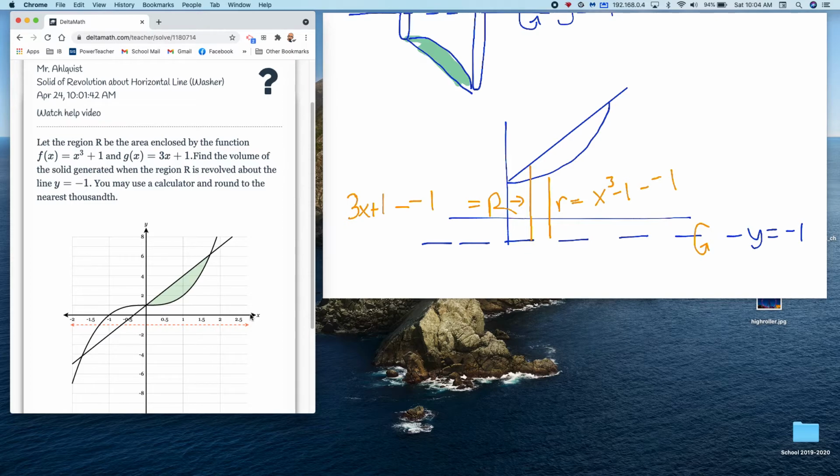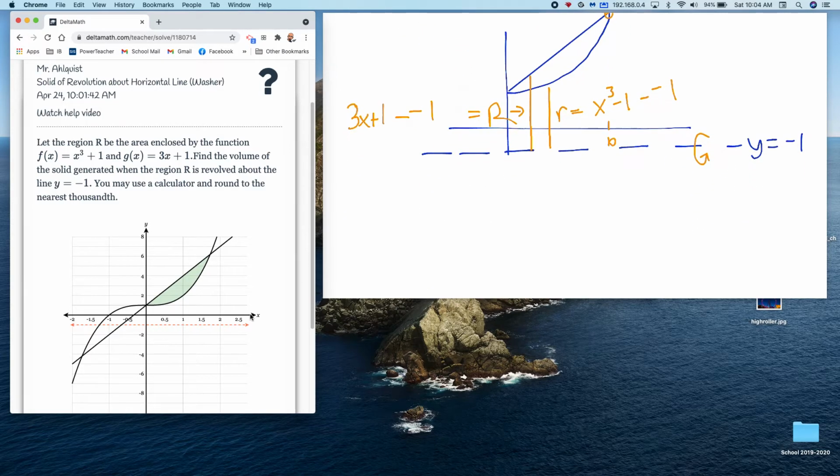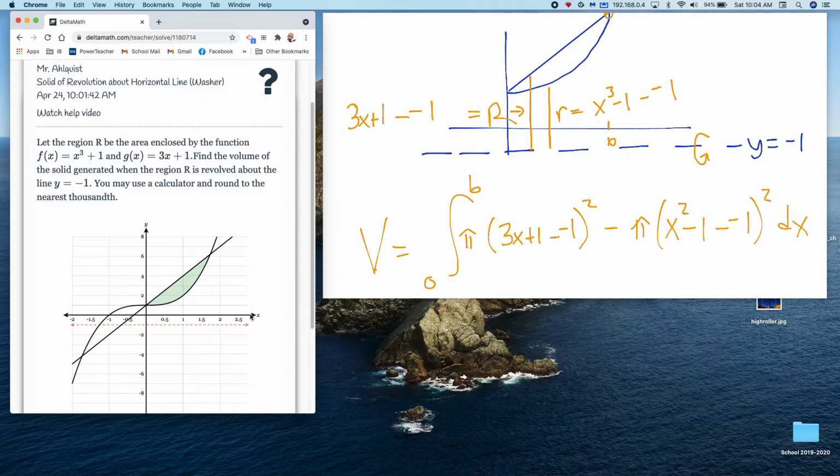Now I can generate this. You know that somewhere over here these curves intersect, and we'll call this B, and they do intersect at 0. So if I'm finding the volume, I'm going to do the integral from 0 to b of pi times the big radius squared minus pi times the little radius squared. And I know you can simplify that.